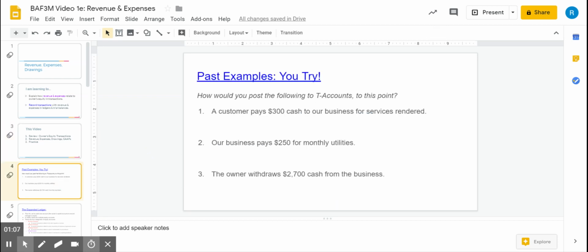To start things off, we're going to do a really quick Ed puzzle problem. What I want you to do is quickly answer: how would you post the following to T accounts to this point? I just want you to tell me in this little question, what do we debit? What do we credit? Give that a shot.